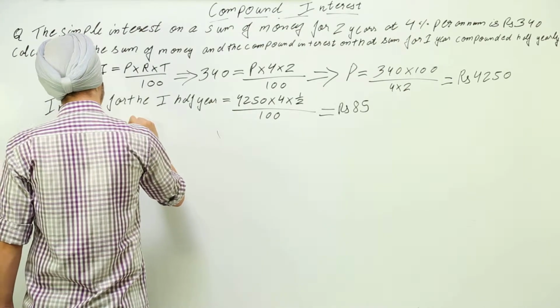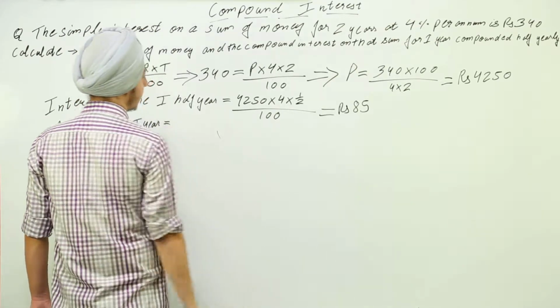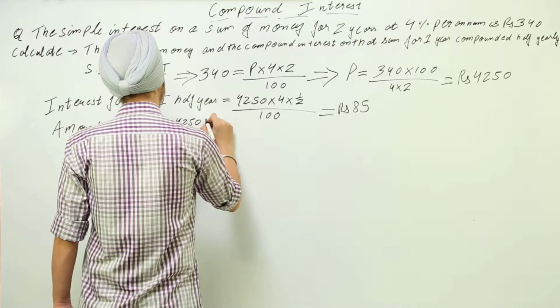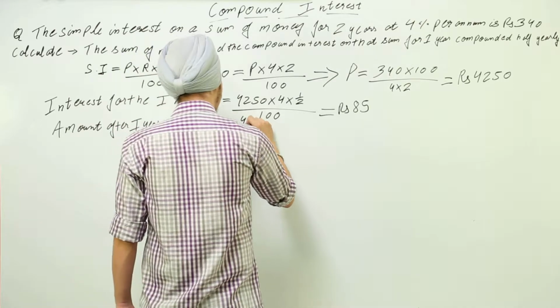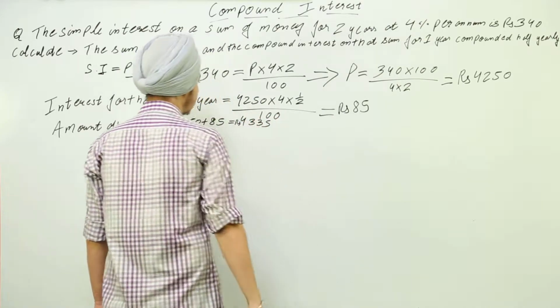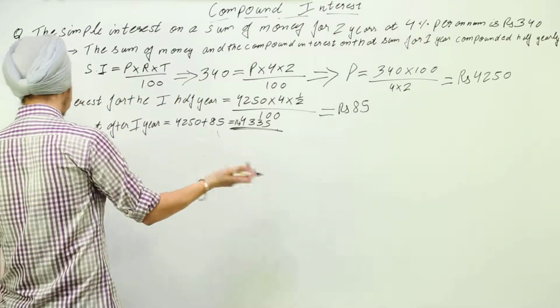Now what is the amount after first half year, which is equal to 4250 plus 85, that is equal to 4335 rupees. Now this is also our principal for the second half year.